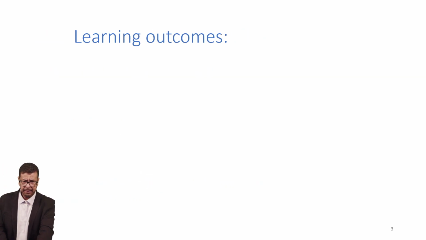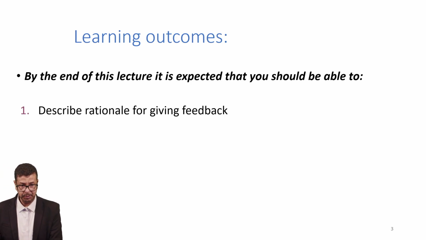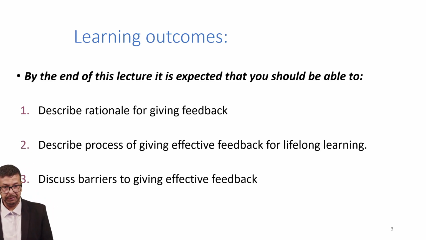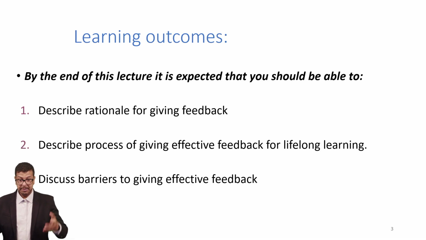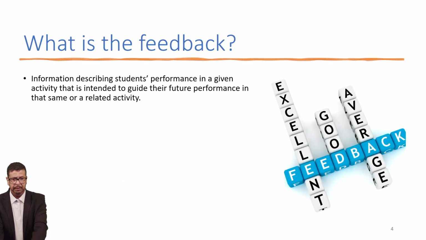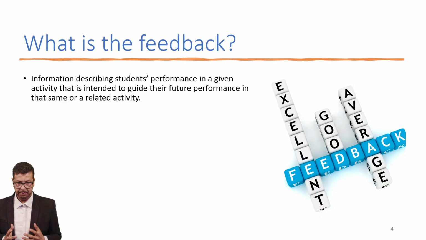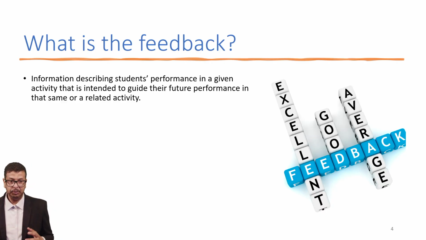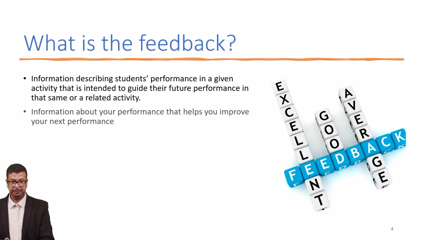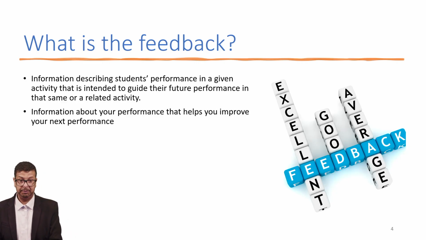Our session learning outcomes are to describe the rationale for giving feedback, describe the process of giving effective feedback for the lifelong learner, and also discuss the barriers to giving or receiving feedback as a student in a good way. Let us start by defining the concepts. What is feedback? Feedback is information describing your performance in a given activity that is intended to guide your future performance when you do this activity again, information about performance that helps you to improve your next performance.